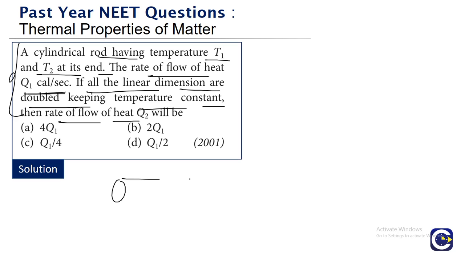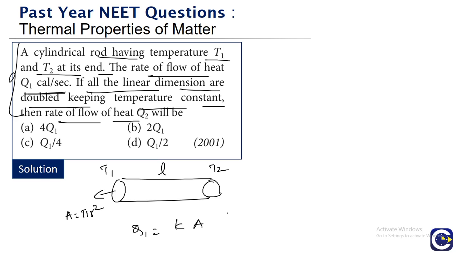So look at it. If you have a cylindrical rod, right? A cylinder will have a cross section area. What is the cross section area? Pi r square. Length of the rod is L, and temperature is maintained as what? T1 and T2. So initially what they are saying, the rate of flow of heat is Q1. Q1 is what? K, thermal conductivity of the material, into A into T1 minus T2 by L.